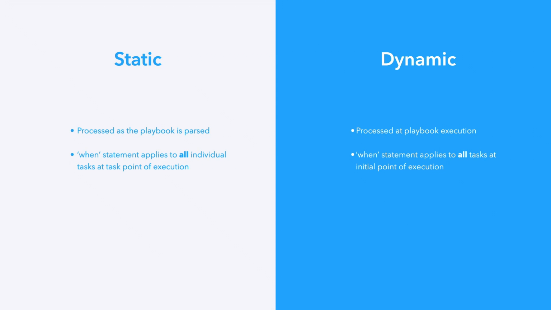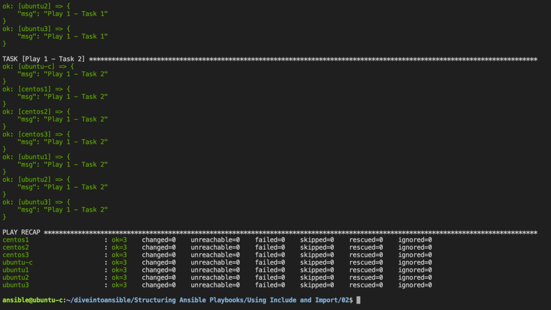All import statements are pre-processed at the time playbooks are parsed. This is what we actually see there on the left, which is static behavior. All include statements are processed as they are encountered during the execution of the playbook. And again, this is the dynamic clause that you actually see there on the right. This is most noticeable when you're actually using the when statement. This is a lot easier to visualize when you see it in action.